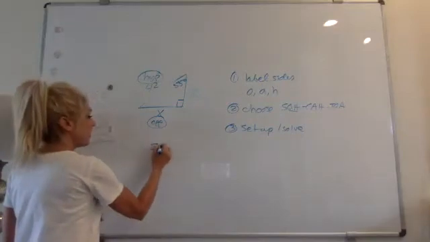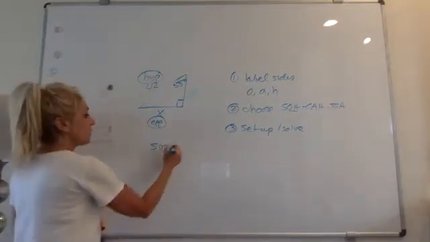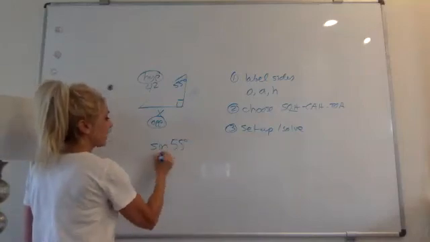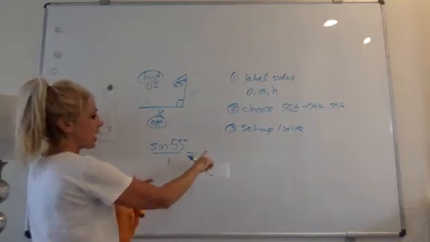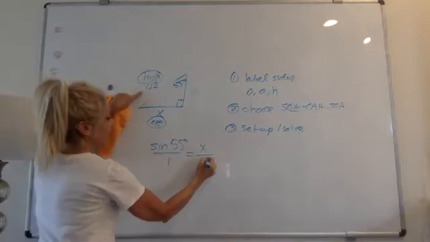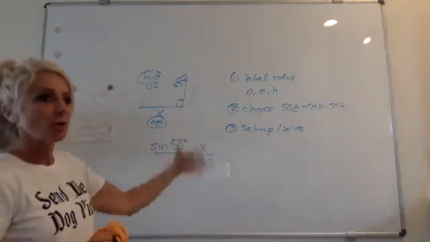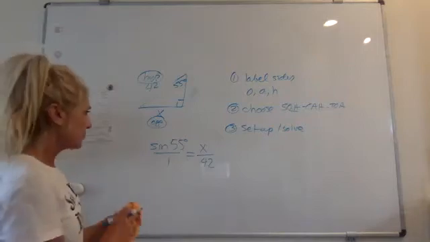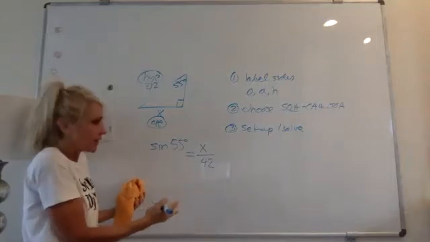Now, in geometry, we always set it up as cross product. You guys might not need to do that, but I would write the sine of 55 over 1 equals, and then on this side, I have to put opposite over hypotenuse. So the opposite is the x, the hypotenuse is the 42. So we set it up like that in geometry so that it's always cross multiplying. If you don't need this part and you're fine with solving it that way, that's fine too.